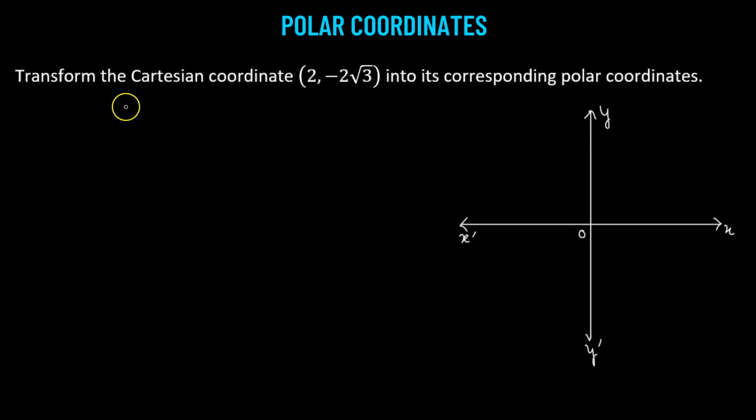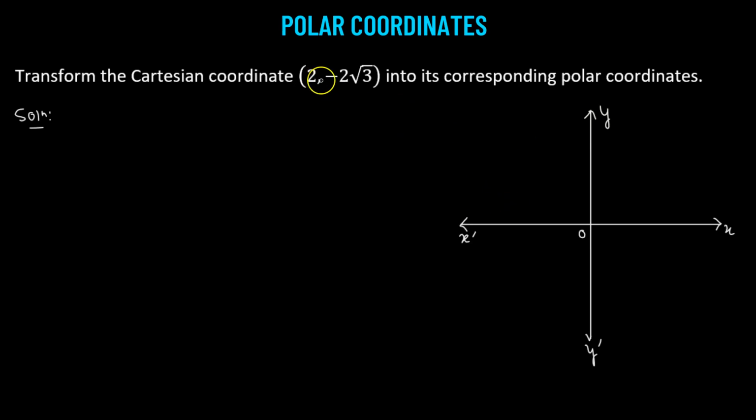So in this problem, we have a Cartesian coordinate (2, -2√3), and we need to transform it to its corresponding polar coordinate. Let us begin. First, we'll try to plot the point on the Cartesian plane.